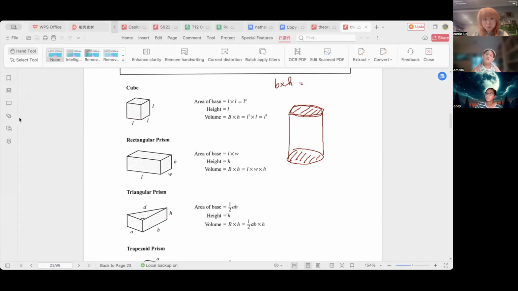So let's take a look at this one. If I give you the base for this one, 5 centimeter as the radius, and the height is 10 centimeter. I'm not telling you how to calculate the volume of a tunnel like this one. Can you find out yourself? Okay, your turn, Zoe and Amelia. After you calculate it, please send me the answer by chat.